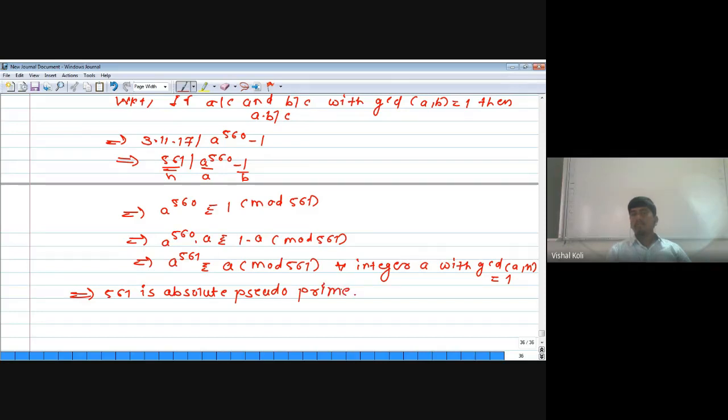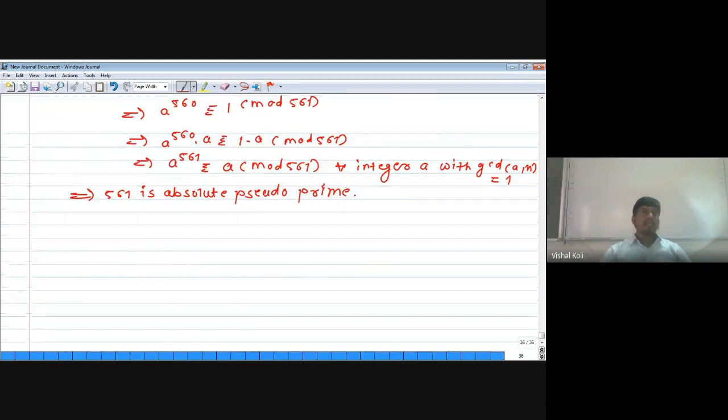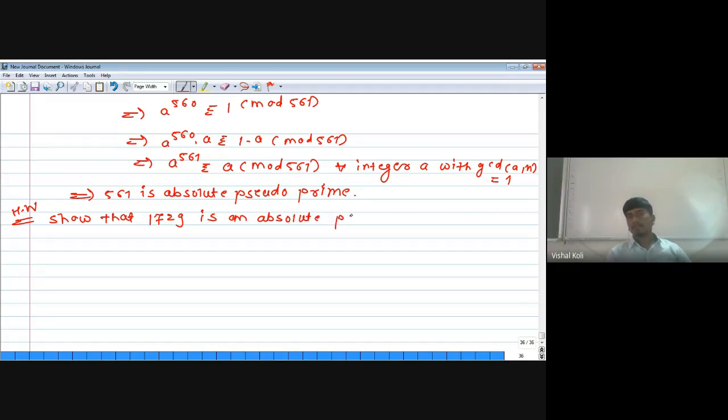Okay. Any doubt? No, sir. Okay, take one example as homework. Show that 1729 is an absolute pseudo prime. As it is given to show that, it must be an absolute pseudo prime. We just have to prove this one.